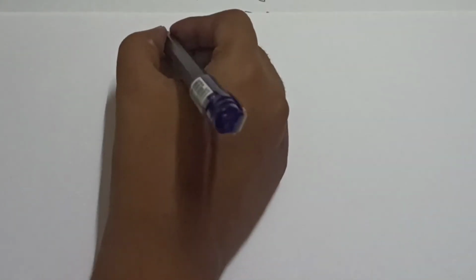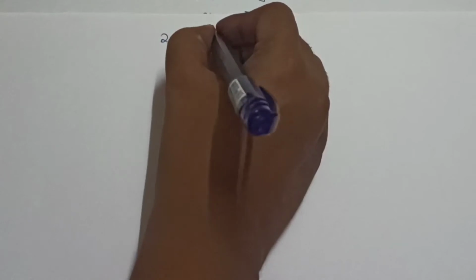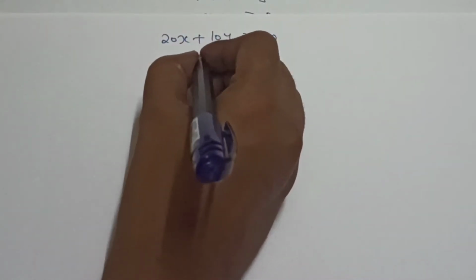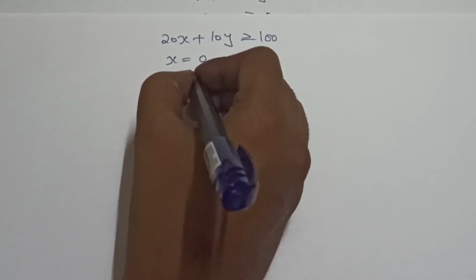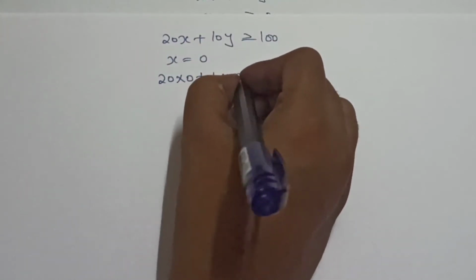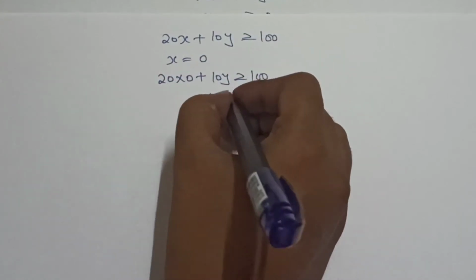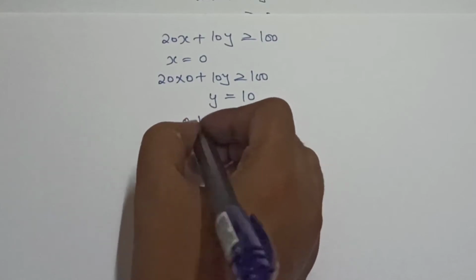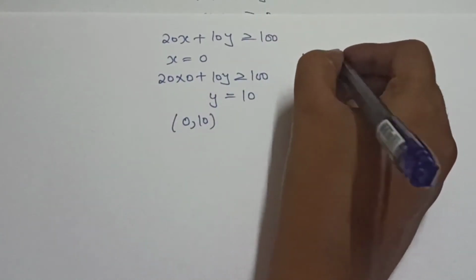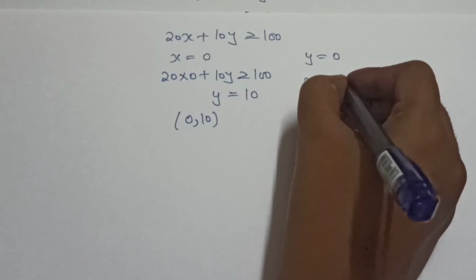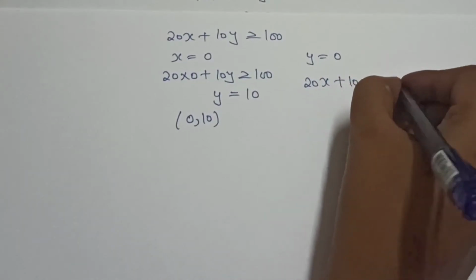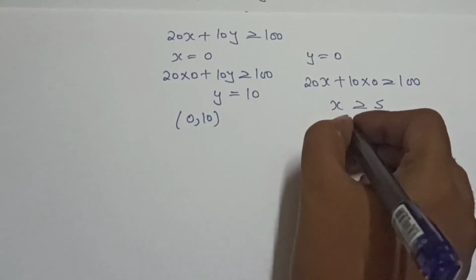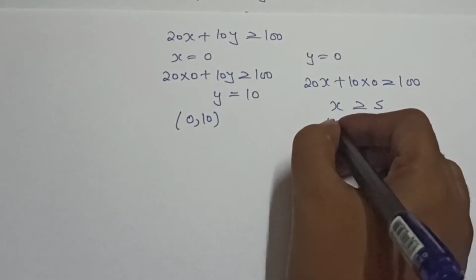And now our third equation, 20x plus 10y greater than or equal to 100. If x is 0, then 20 into 0 plus 10y is equal to 100. So we can say y is equal to 10 and the points are 0 and 10. But if y is equal to 0, then 20x plus 10 into 0 is equal to 100. So we can say x is equal to 5 and the points are 5 and 0.